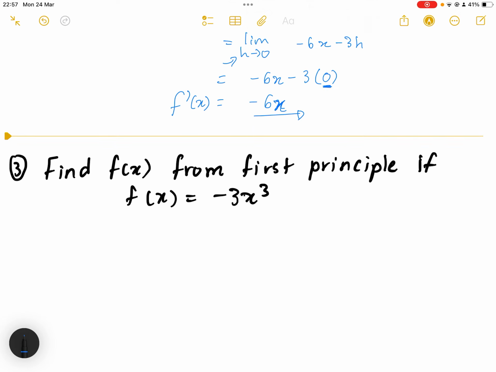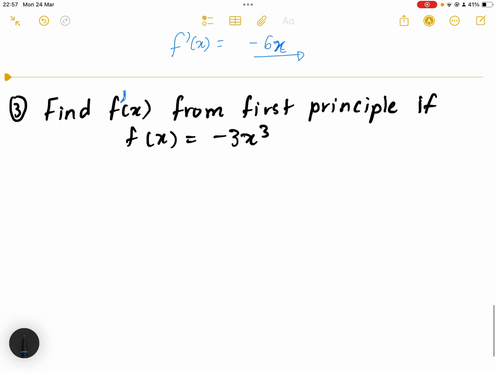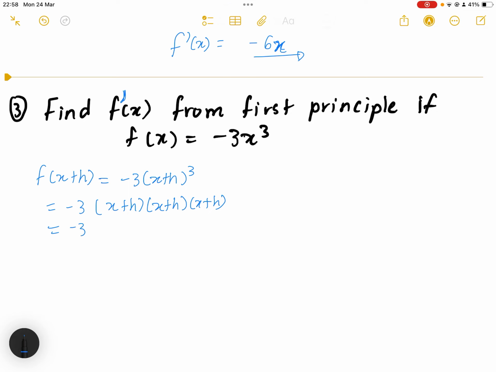Determine f(x plus h). Here they said that you must find it from first principles. If f(x) is negative 3x cubed, we do the same thing and determine f(x plus h). So negative 3 and then (x plus h) all cubed. This one is going to be tough, but I know there's going to be (x plus h)(x plus h)(x plus h), so 3 brackets.